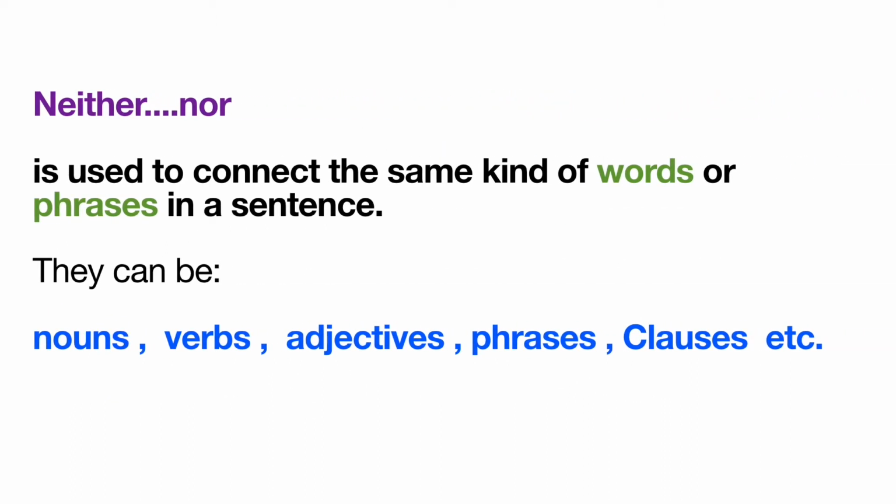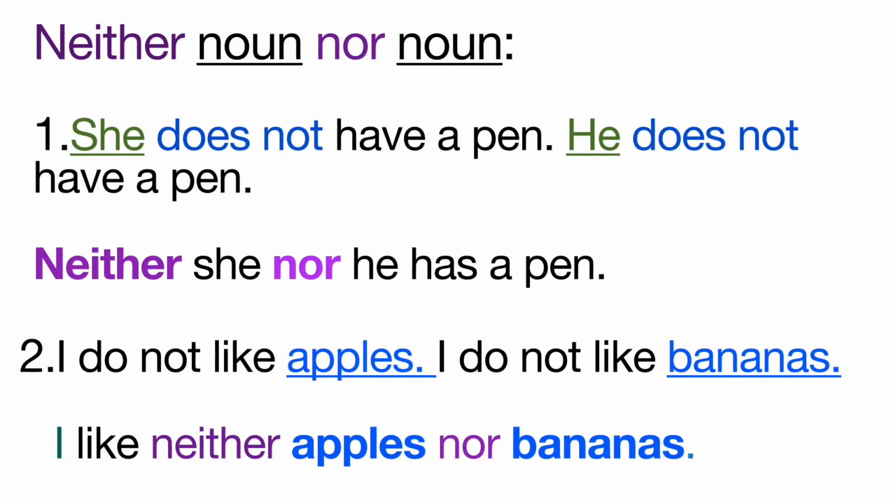The conjunction neither nor is used to connect the same kind of words or phrases in a sentence. They can be nouns, verbs, adjectives, phrases, clauses, etc. Let's see the given examples. Neither noun nor noun. Students, we will use this structure to join the following sentences.